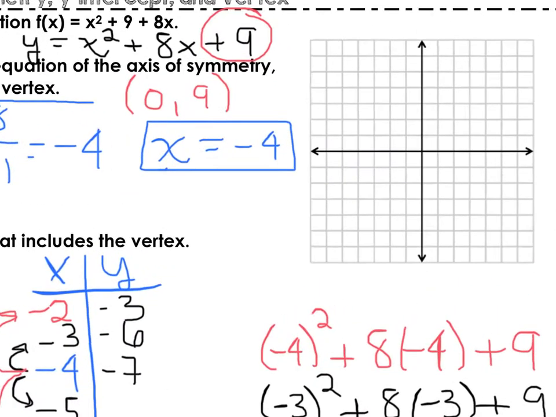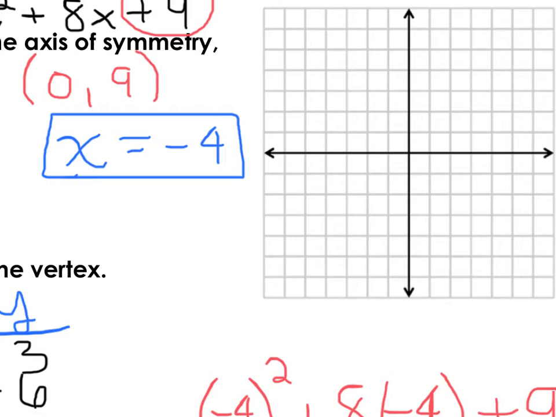Okay? So now we can precisely plot the points on our parabola. So -4, -7. So 1, 2, 3, 4, 1, 2, 3, 4, 5, 6, 7. So it's kind of actually off of our graph, and that's okay. So then -3, -6 is going to be approximately right here.